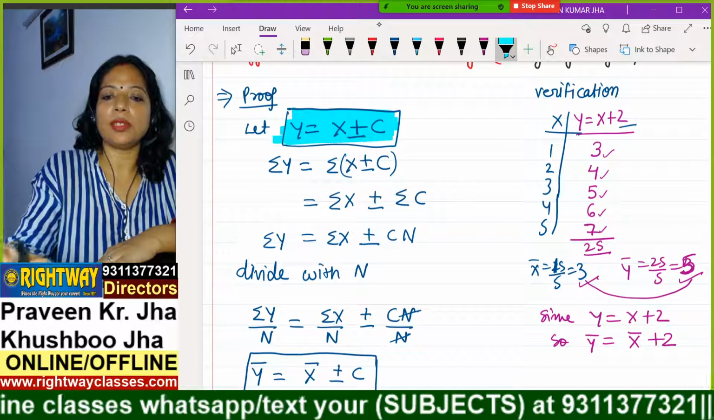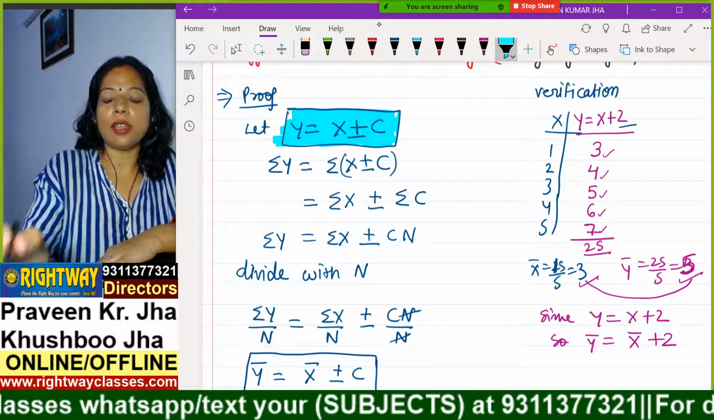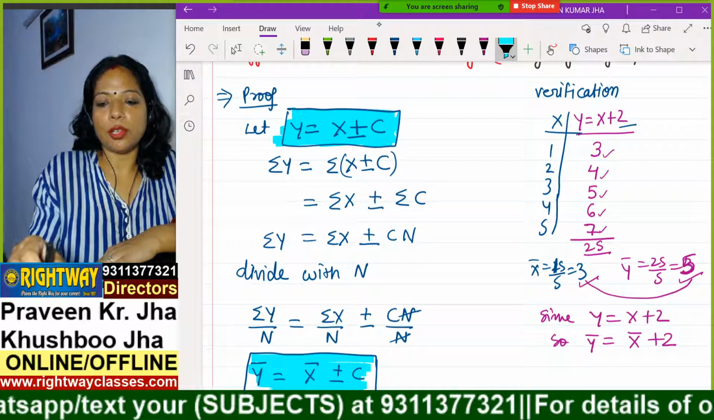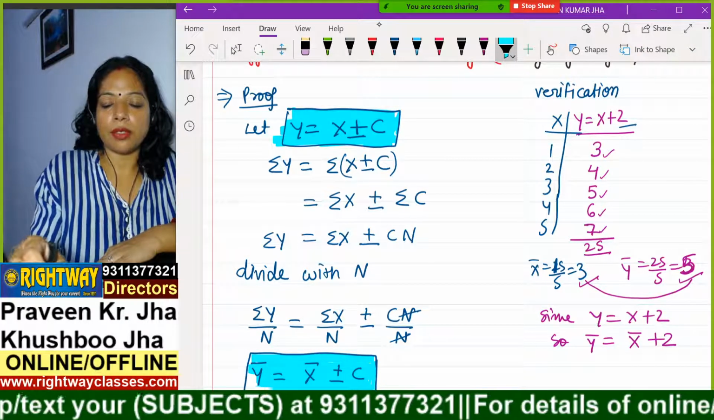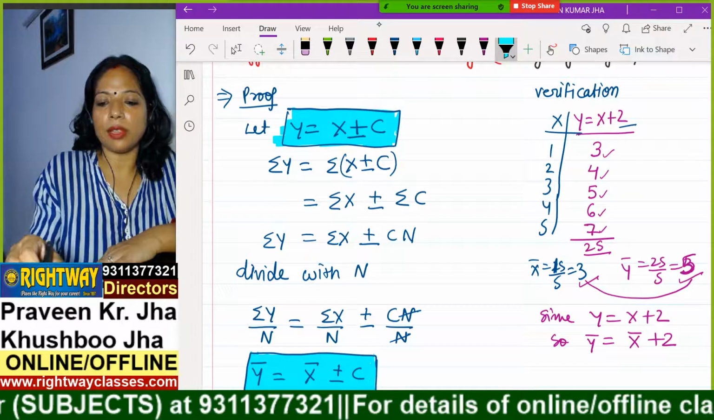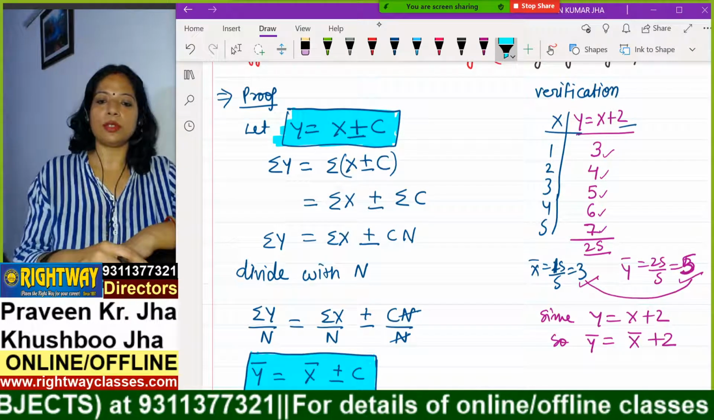So we have proved: if we are adding a constant, then in the average also we will have to add, to get the new average. If we are subtracting, then we will have to subtract from the old average to get the new average. Is it okay?